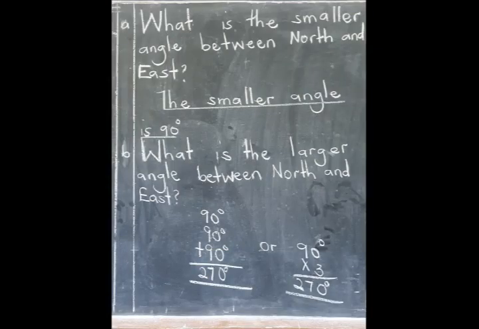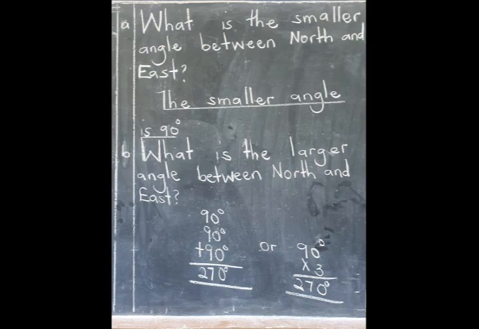And in our working, we shall say 90 degrees, that is the first angle from east to south, then plus 90 degrees from south to west, then plus 90 degrees from west to north. Therefore, when we add those three 90s, we shall end up with 270 degrees.